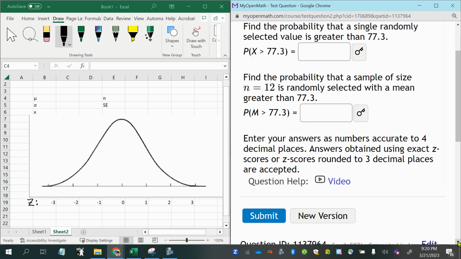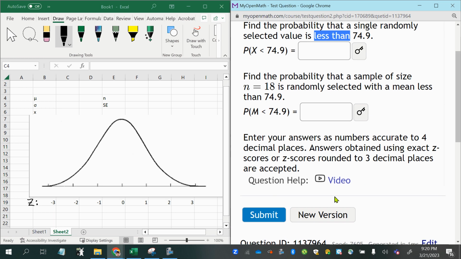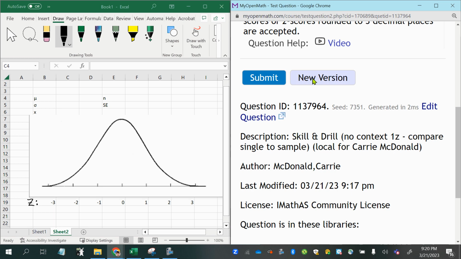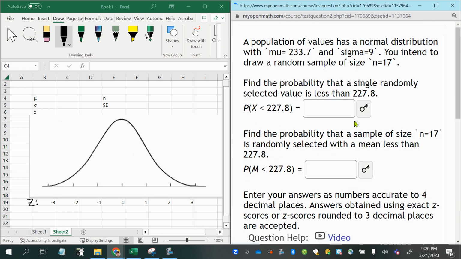One thing is that when you hit new version, you will sometimes see a less than symbol here, and it'll be talking about a probability of a value falling less than a certain boundary. And sometimes it'll be a greater than symbol, and that will be talking about the probability of a value falling greater than a certain value.